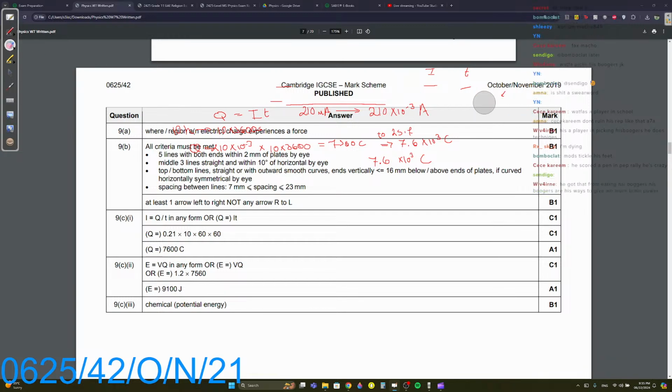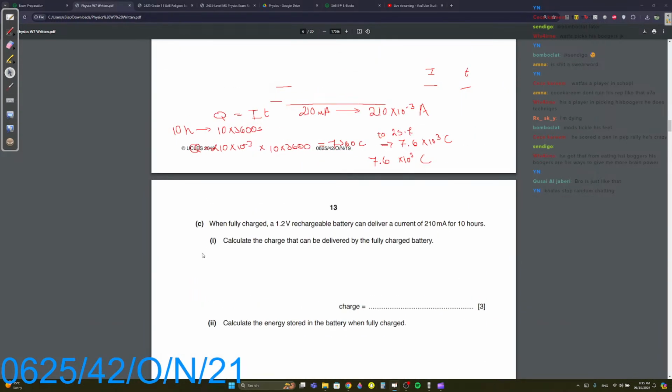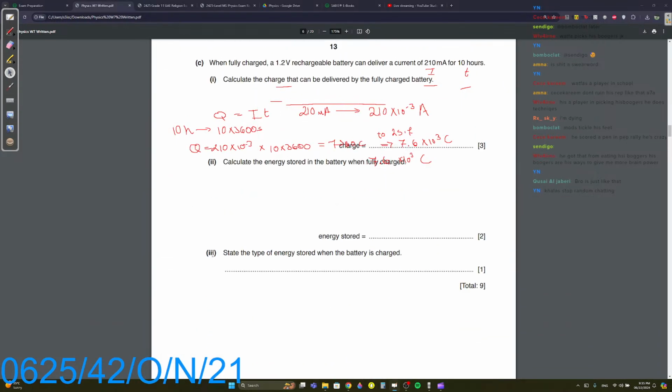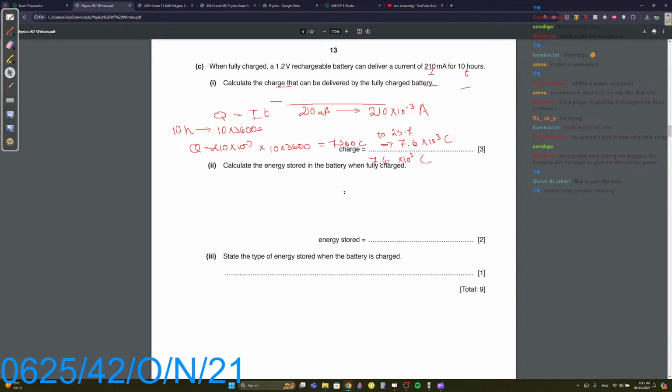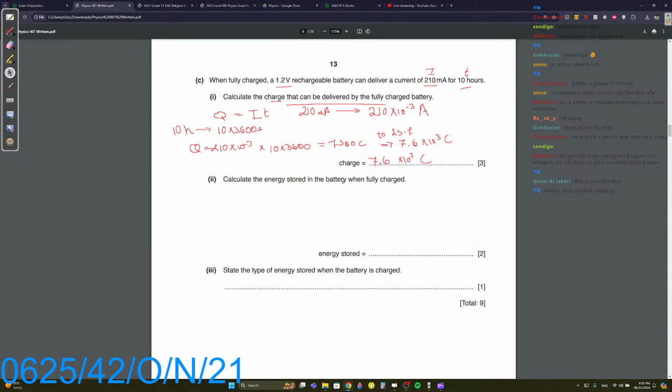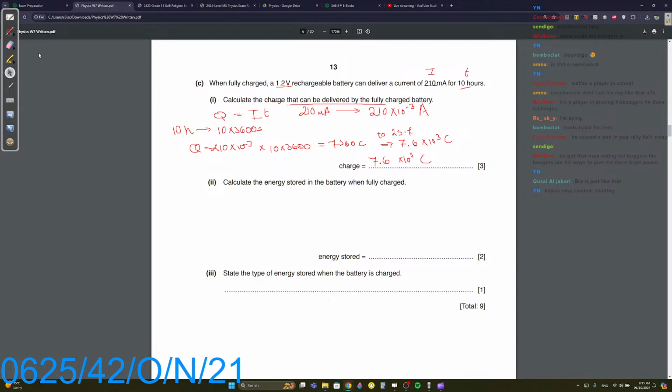That's why here in 7,600, for them in Cambridge, it's 2 significant figures. It's not 4. They don't count the zeros at the end. I don't know why. So you in Sabis, if you put 7.6 times 10 to the power of 3 coulomb, you're going to get it correct, no problem. And if you get it wrong, I will argue for you to get it correct because it's the same thing. We weren't taught this way in Sabis.